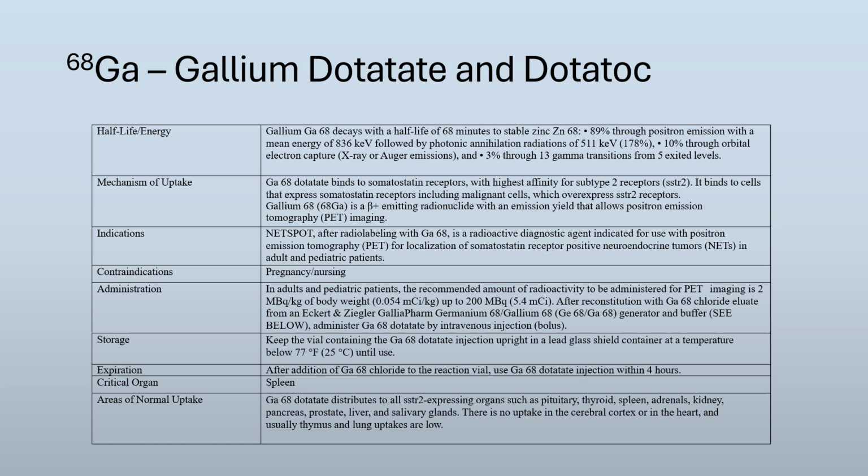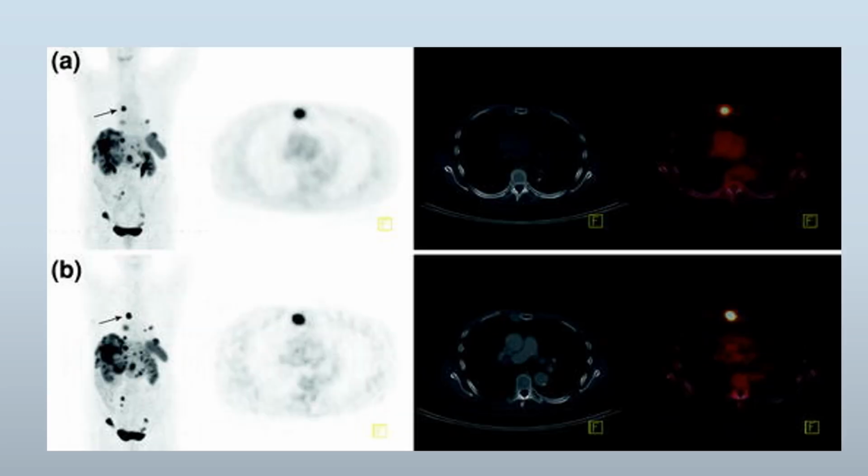The critical organ is the spleen, and it distributes to all somatostatin receptor subtype 2 expressing organs. That is something important to note: it has the highest affinity for subtype 2 of the somatostatin receptors. So it may go to all of them, but it overexpresses and has the highest affinity for subtype 2. And these are some examples of the gallium-68 dotatate studies.